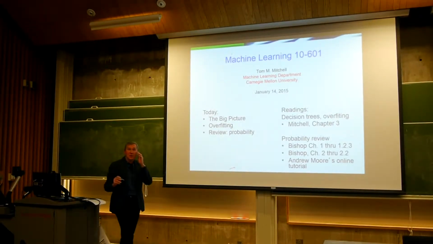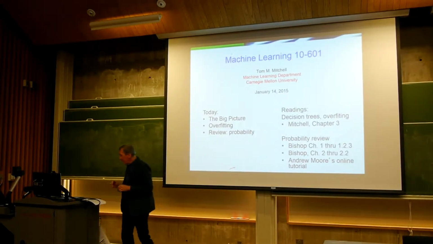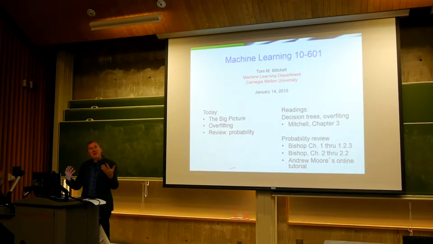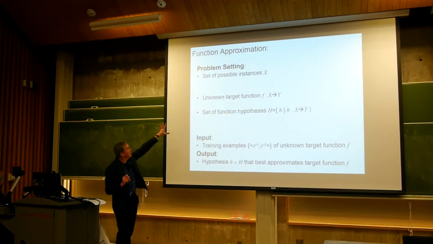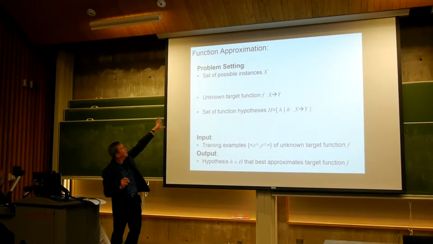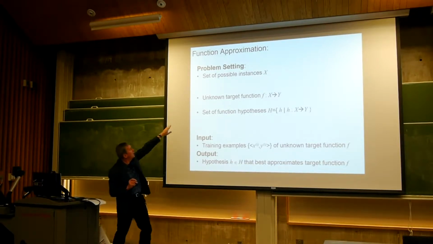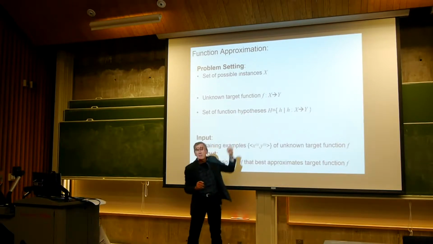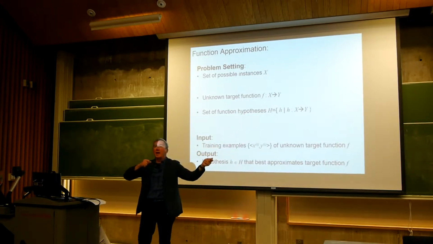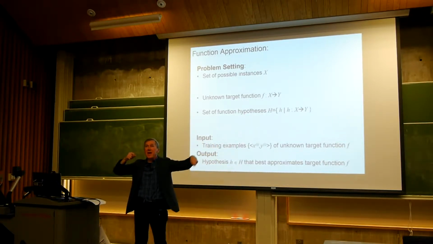Finish off decision trees and use that as a kind of case study for making some more general remarks about function approximation. So just to review from last time, in function approximation, we're trying to learn some unknown target function, let's call it f, from some x to some y. Might be from emails to spam or not. That would be our x and our y.